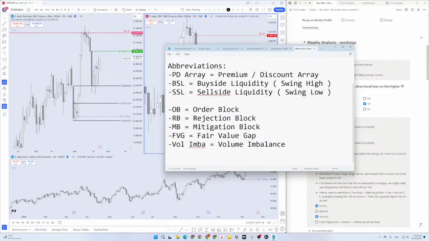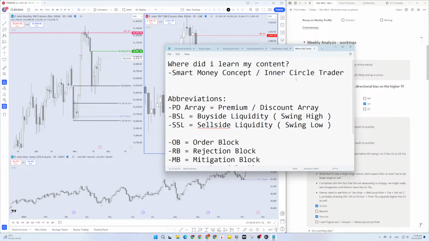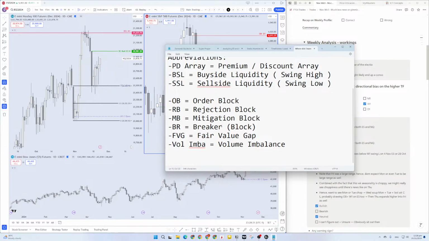For the order block series, there's still one more. BR. The B here doesn't stand for block, unfortunately. This actually stands for breaker. But usually you can say breaker, people will know what it is if they learn from this guy. But it's actually a block as well. So there's a breaker block. I think these are the more standard ones that people are familiar with.